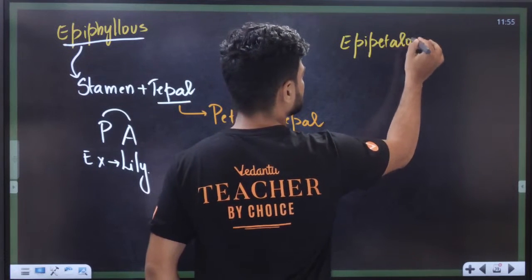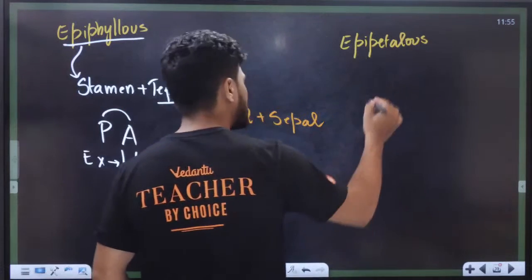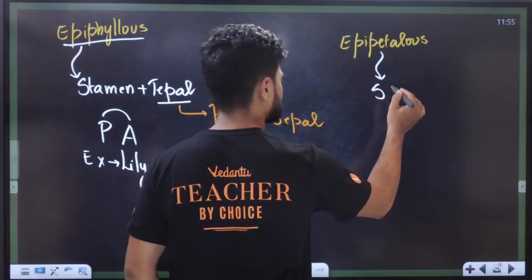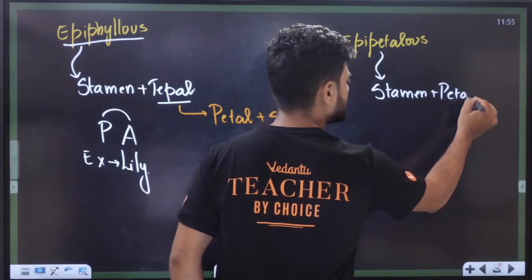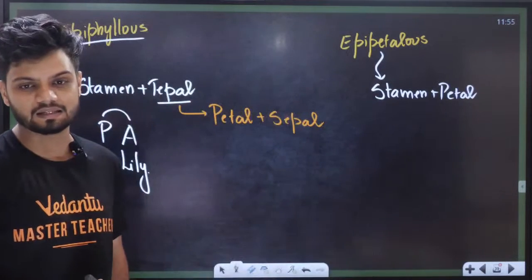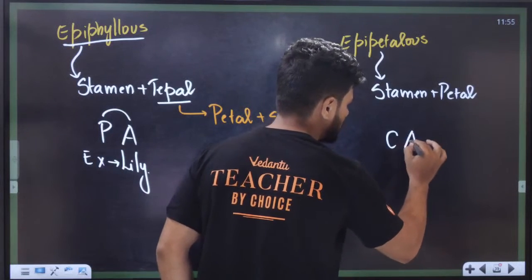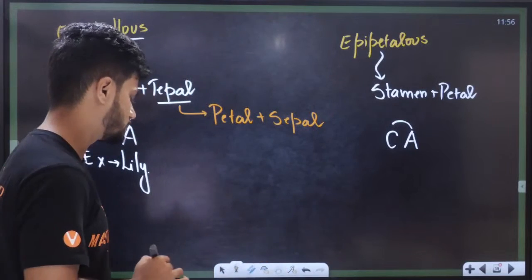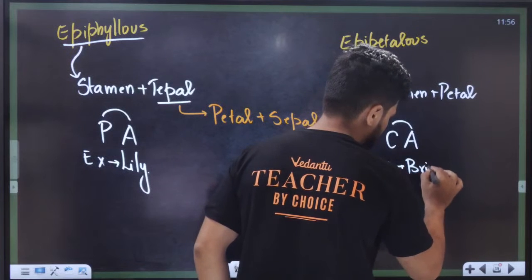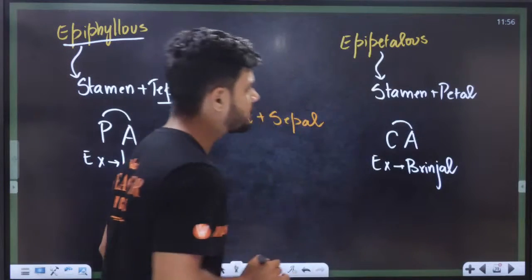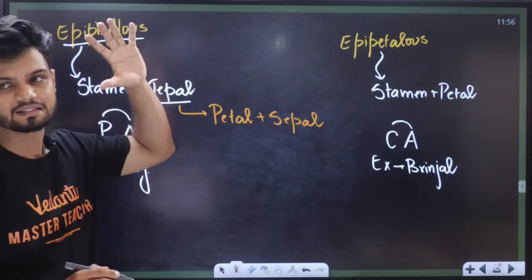Epipetalous condition. Now, what exactly happens in the case of epipetalous condition? Very simple again. In this case, stamen is fusing with petal. Stamen plus petal is called epipetalous condition. Petal and androecium are fusing together. Example is brinjal. So remember, students, epiphyllous condition and epipetalous condition, both are very important.